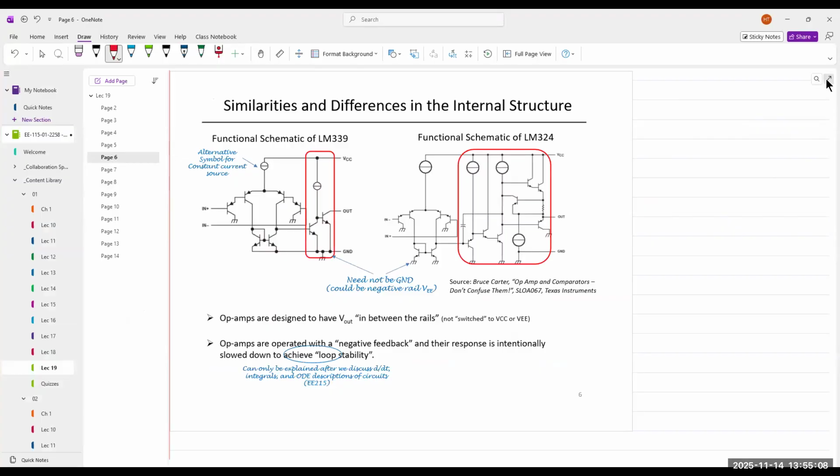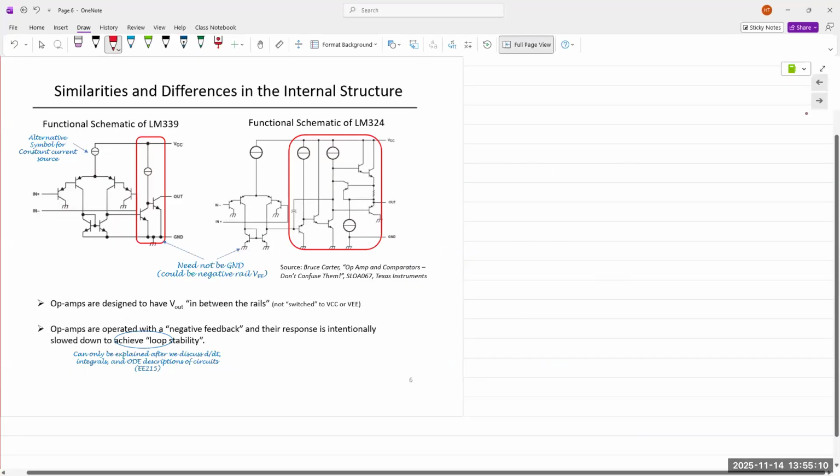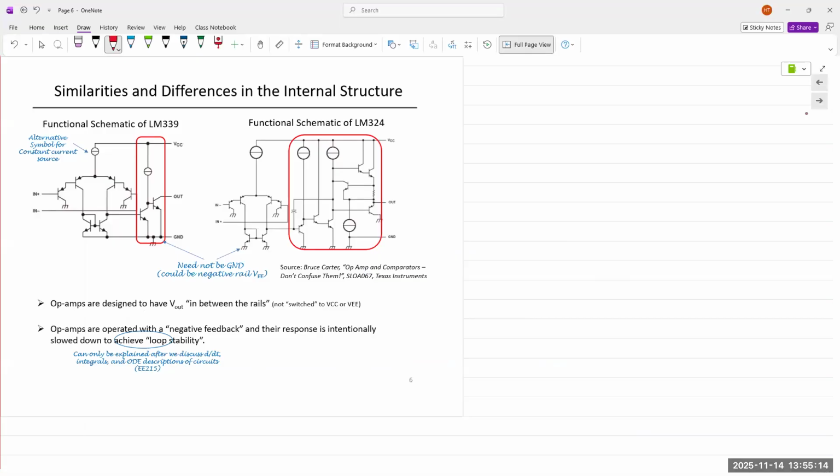Jumped one slide ahead. So in a comparator, the output goes either to the positive supply rail or the negative supply, right? If you apply plus minus 5 volts, the output is either plus 5 volts or minus 5 volts, depending on which Vin terminal is higher or lower, right? The op amp can be used as a comparator, but it is far more than a comparator.